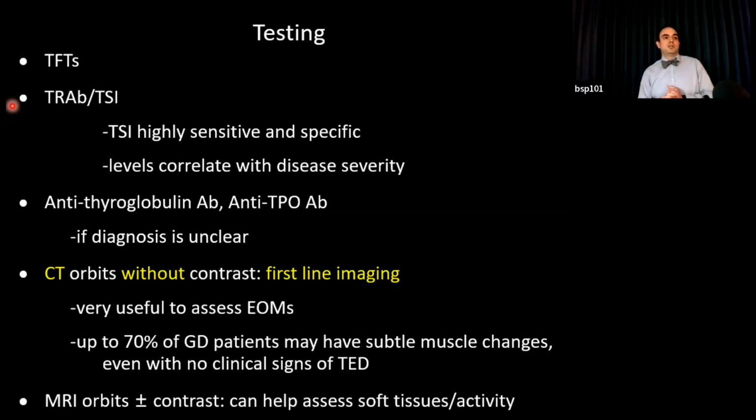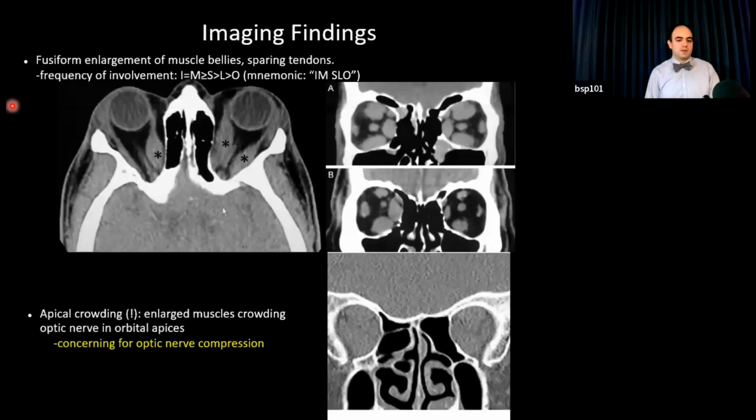My first line imaging test is a non-contrast CT. It is really good at delineating the muscles from the fat, and it will also assess the bony anatomy of the orbit and allow me to assess the orbital apices for any potential compressive findings. On CT scan, up to 70%, depending on which series you look at, of Graves' disease patients have some muscle changes, even though they don't clinically have thyroid eye disease. MRI, I don't order very much, but it's useful if you're not sure if they have active disease or not. You'll see enhancement and T2 brightness in the muscles because of the active edema.